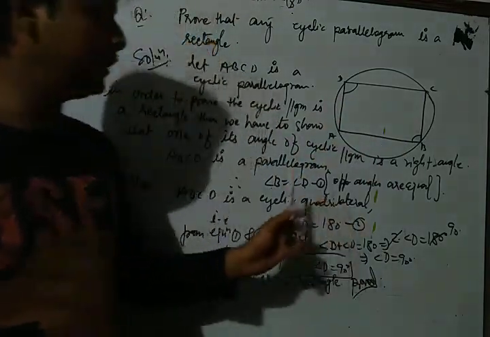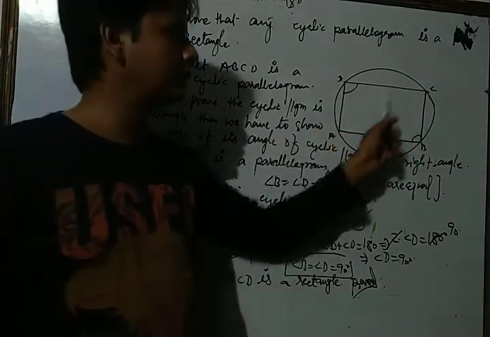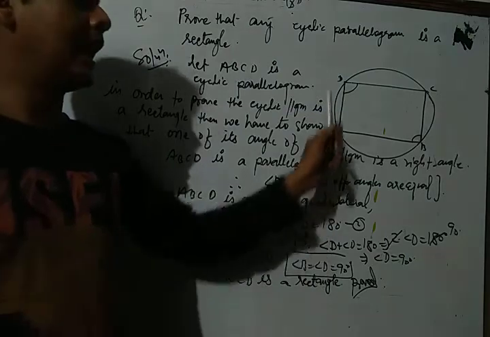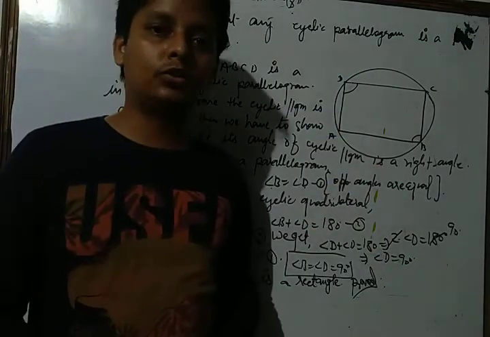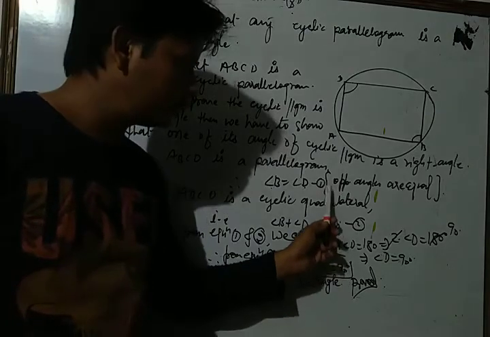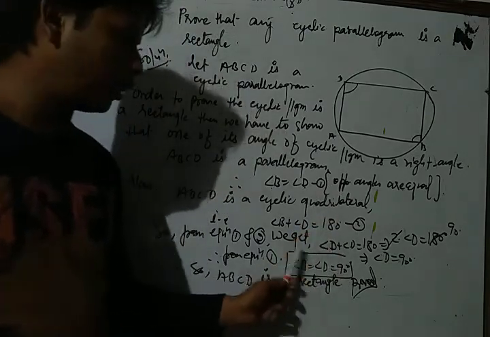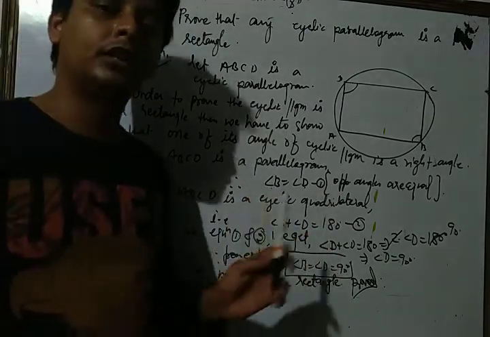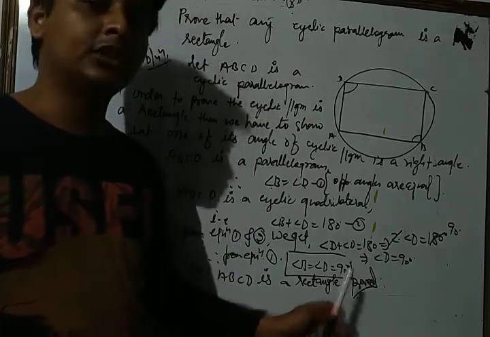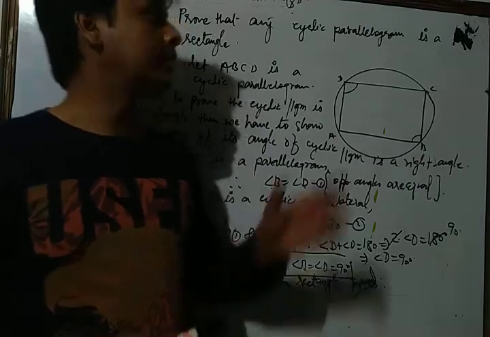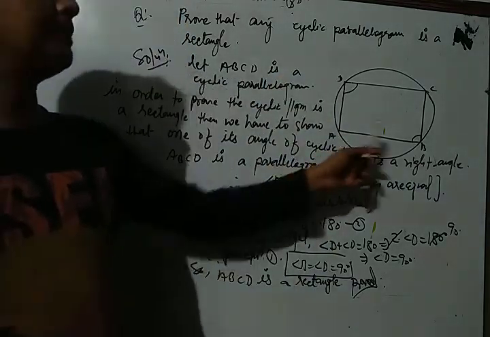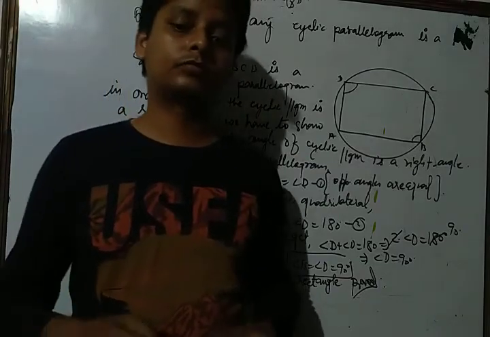Now first, we know that in any parallelogram the opposite angles are equal, so we have angle B equal to angle D. Take this as equation 1. ABCD is also a cyclic quadrilateral, so we have angle B plus angle D equal to 180. Now using equation 1 and 2 and solving, we get angle B and angle D each equal to 90 degrees. So in this way, dear students, our theorem is proved. So we can say that ABCD is a rectangle.